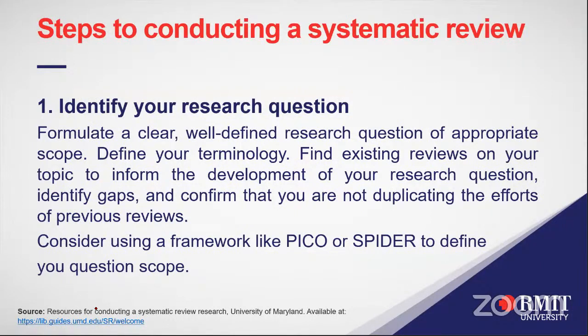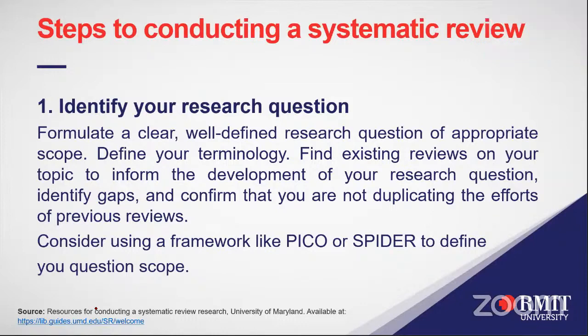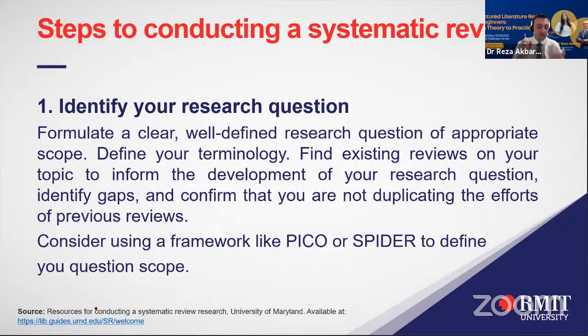The first step we need to know is we need to identify the question. What do you want to achieve from doing this systematic literature review? So we need to formulate a clear, well-defined research question of appropriate scope. We need to define the terminology. We need to look in existing reviews and everything to be able to identify the gap. We want to make sure we are not doing exactly the same thing as done before. So that's the main thing. So we need to look into it.